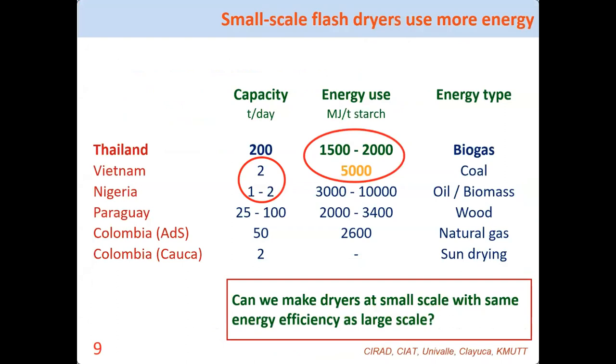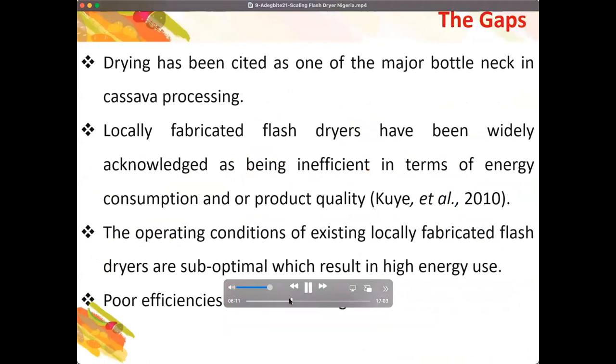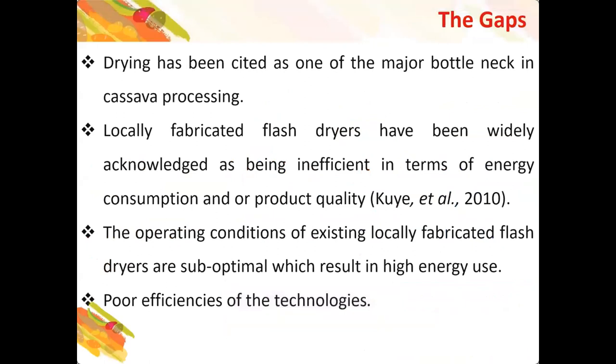Comparison in the dryer performance across some cassava producing countries is shown on the slide. The small capacity dryers in Vietnam and Nigeria tend to use more energy when compared to large scale dryers in Thailand. And in addition, the cost of production in these small capacity flash dryers is higher when compared to the large scale dryers. This further confirmed that the small scale flash dryers are inefficient.